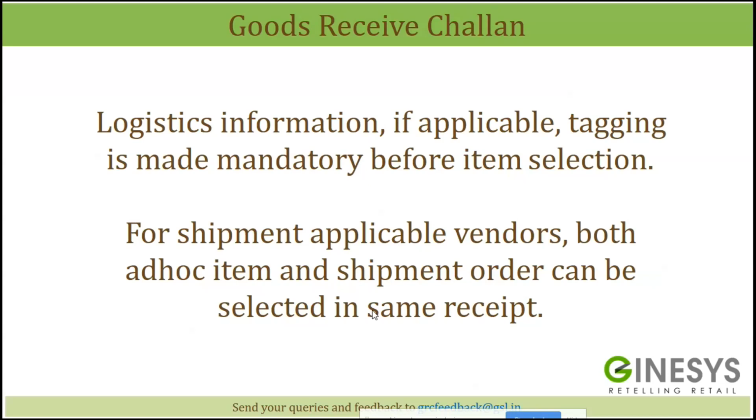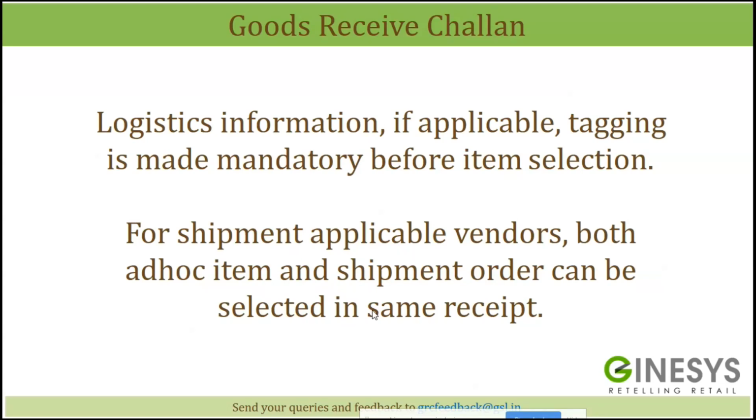That means, to sum up, if the logistic selected has shipment applicable, then ad hoc items, items for a different order, as well as the order against which the shipment is made, can be received in the same transaction. The only check with respect to this is that at least one item against that shipment logistics order has to be available in that receipt entry. Otherwise, the system won't allow you to save the respective transaction.